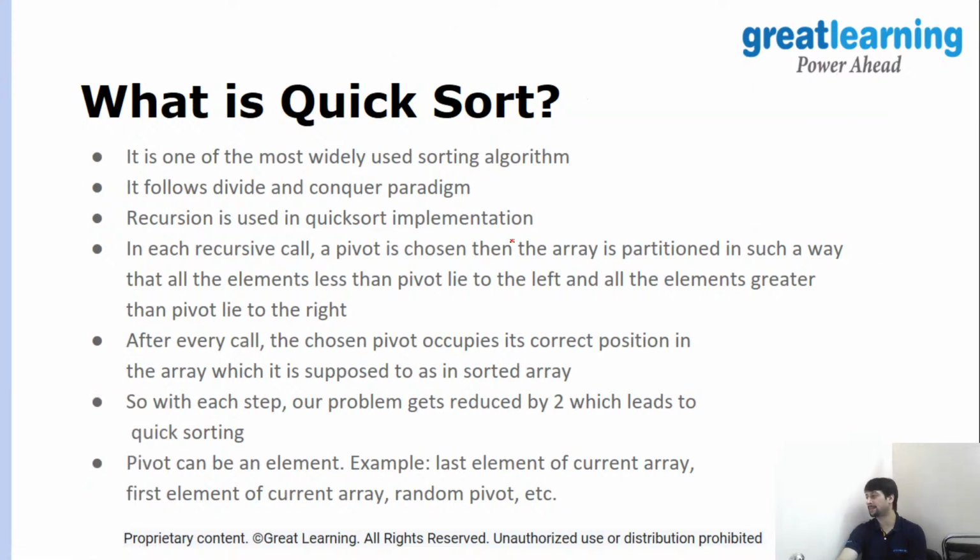Is this thing clear, guys? Pivot, you can name it anything, but in quicksort we name this element pivot because it occupies its correct position in the array, as it is in the sorted array. So with each step our array gets reduced, which leads to quick sorting. And our pivot can be any element. It can be the last element, first element, or any random element.